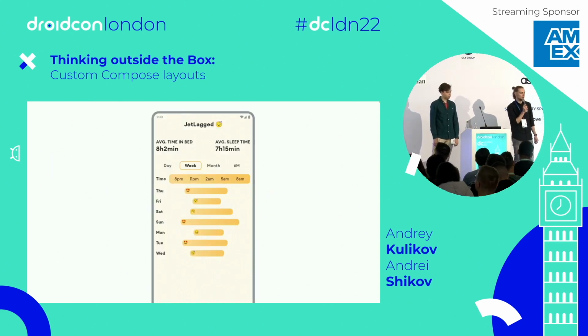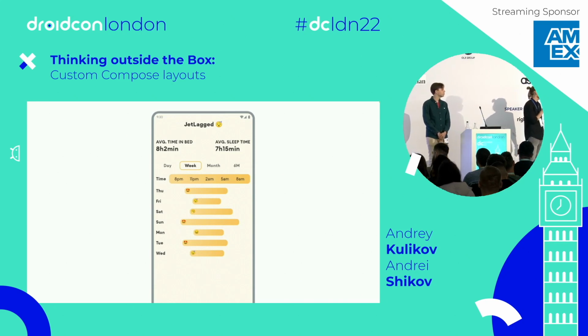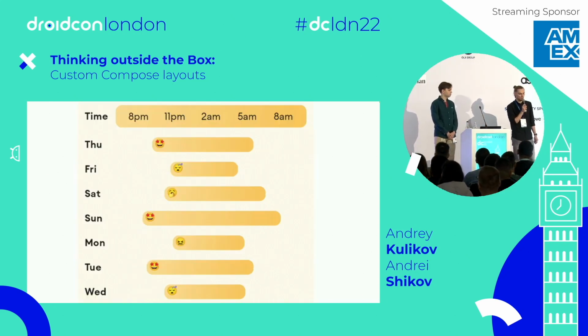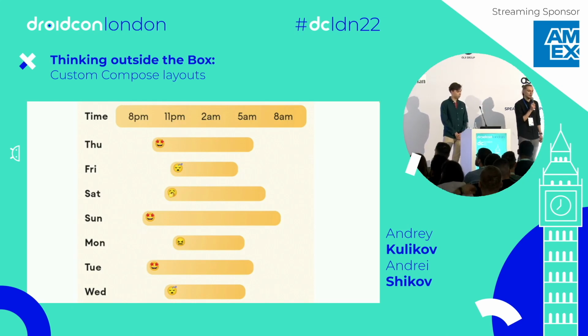So assume that your designer asks you to implement such a screen. In fact, you maybe already saw the screen. That's our new sample app called Jetlagged. We just released it at Android Developer Summit this week. But we actually changed some layouts in there, and we will not go into any graphics or animations. Instead, we will try to implement this graph.